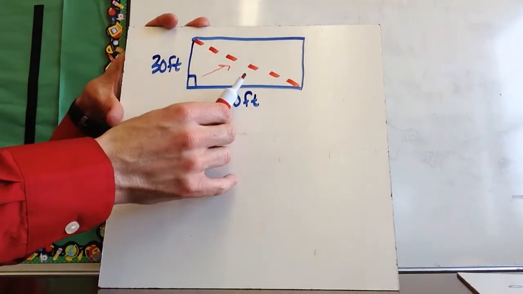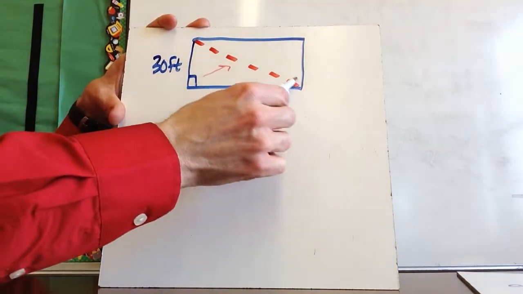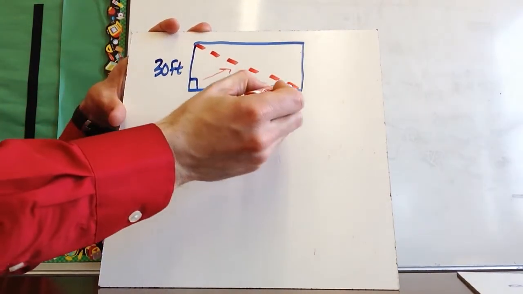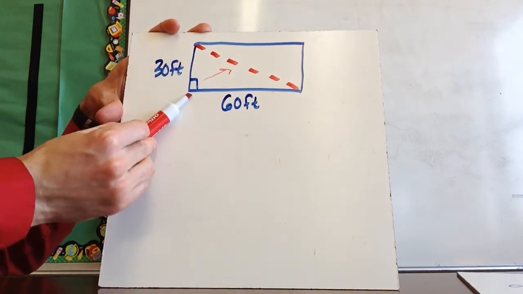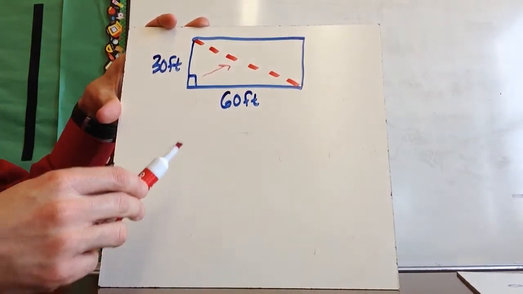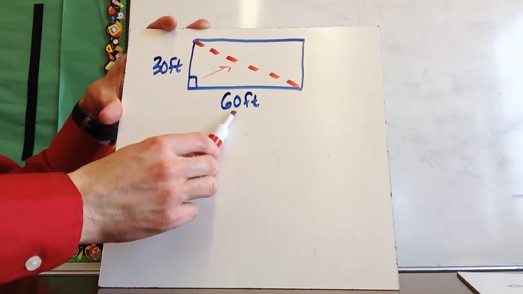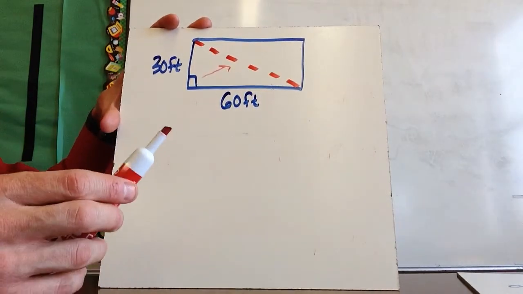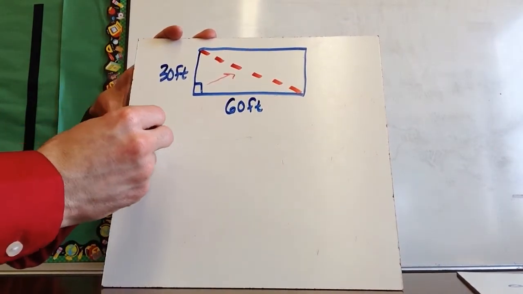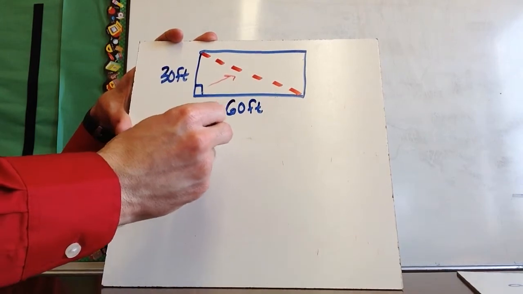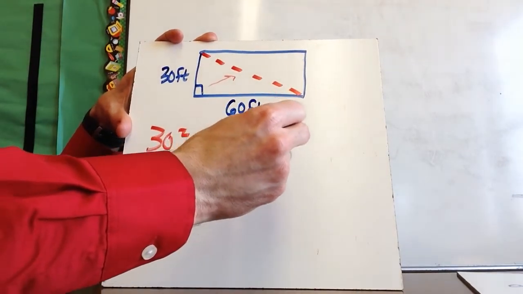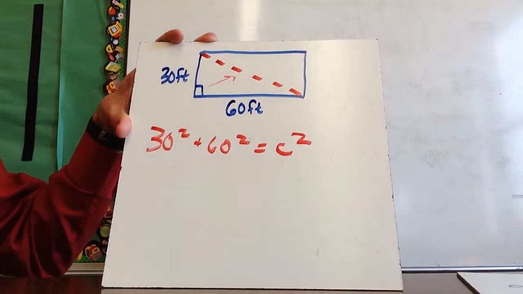Okay, so keep in mind that we're looking at this triangle here, right? The hypotenuse of this triangle is going to have to be the longest leg, which means my answer has to be greater than 60. So keep that in mind as we're solving this. So this is going to be 30 squared plus 60 squared equals, and we'll call it c squared.